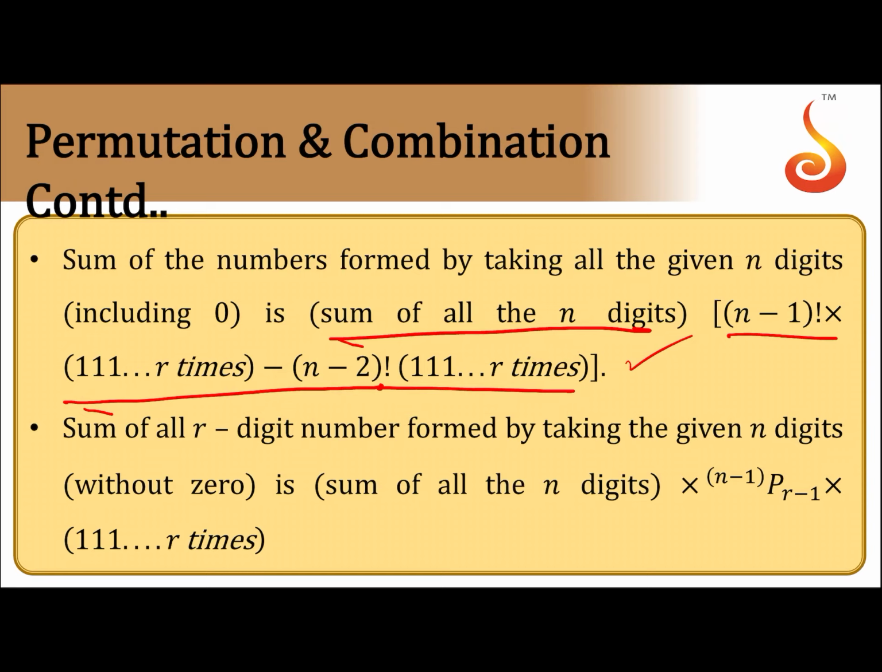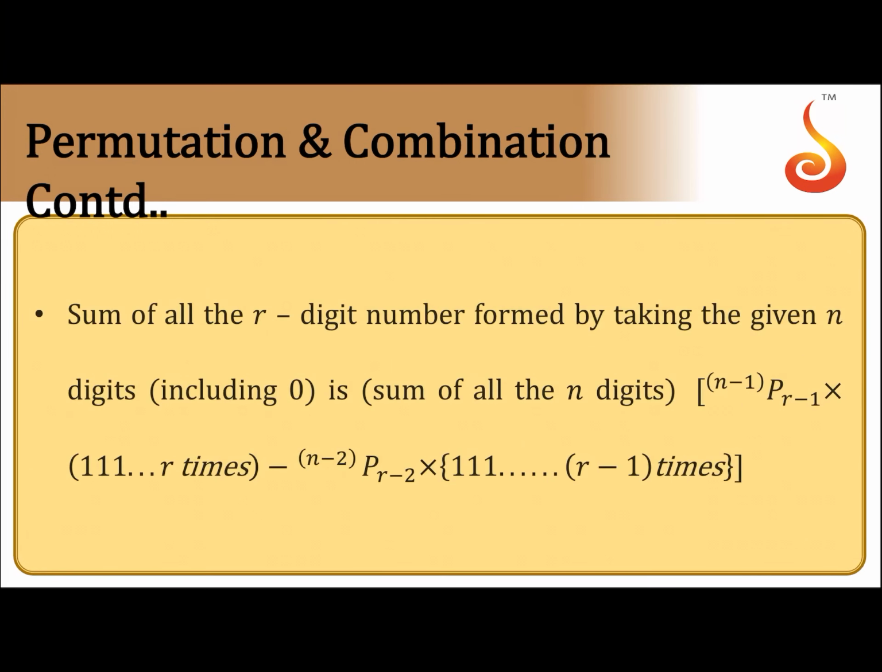Similarly, the sum of all r digit numbers formed by n digits, which is the sum of all permutations formed by n digits taken r at a time, is given by the sum of all the n digits multiplied by (n minus 1) P (r minus 1) into r times 1s. Similarly, if the sequence includes 0, then this will be the formula.